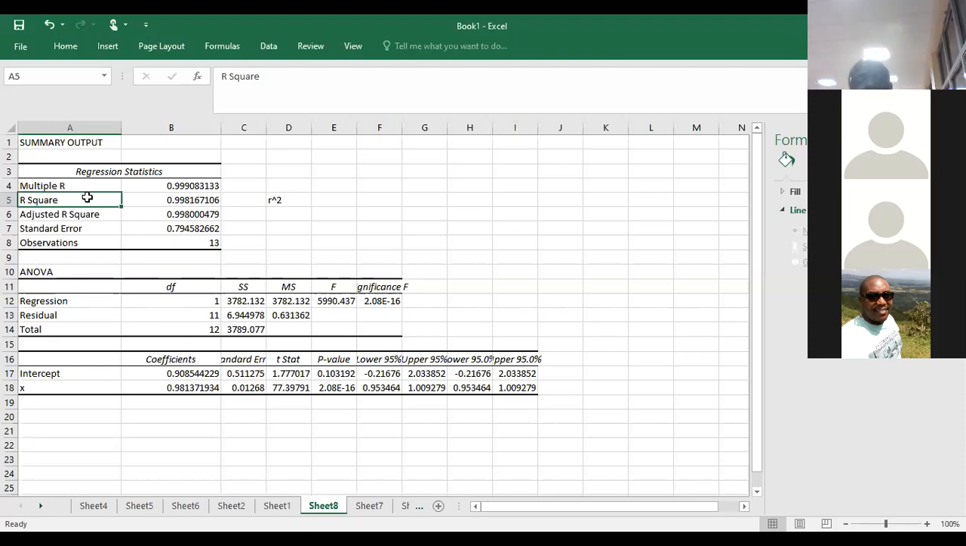Otherwise, they'll be far away from the line of best fit. So you need a higher coefficient of determination. It is the power of your regression line. That's what it is. This one here is for multiple regression. You only use this for multiple.